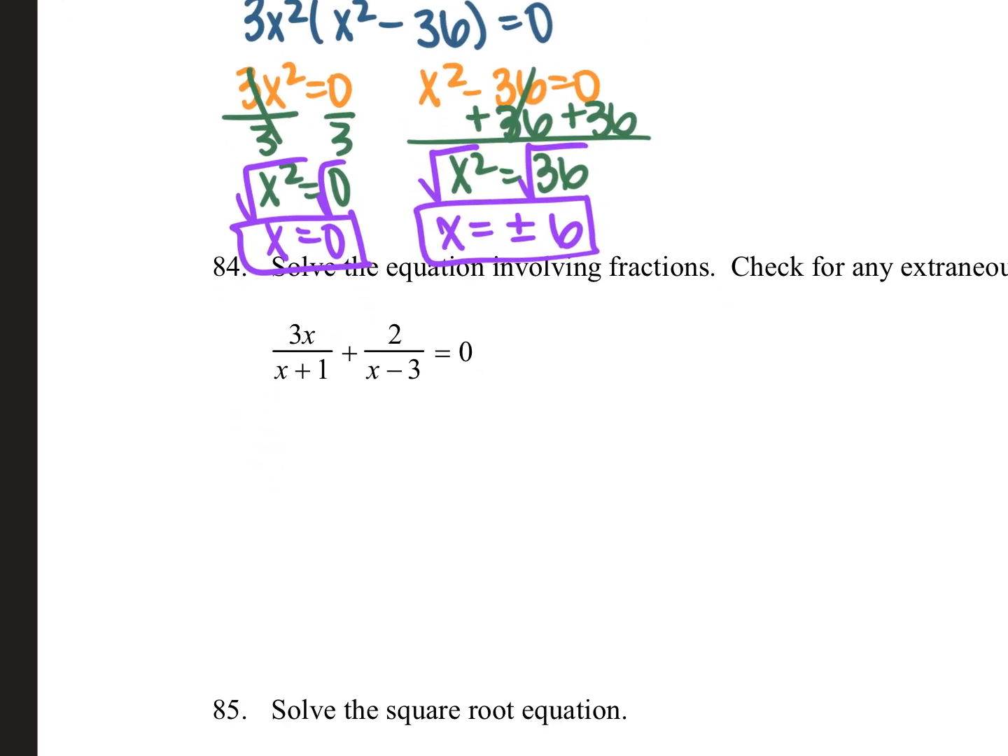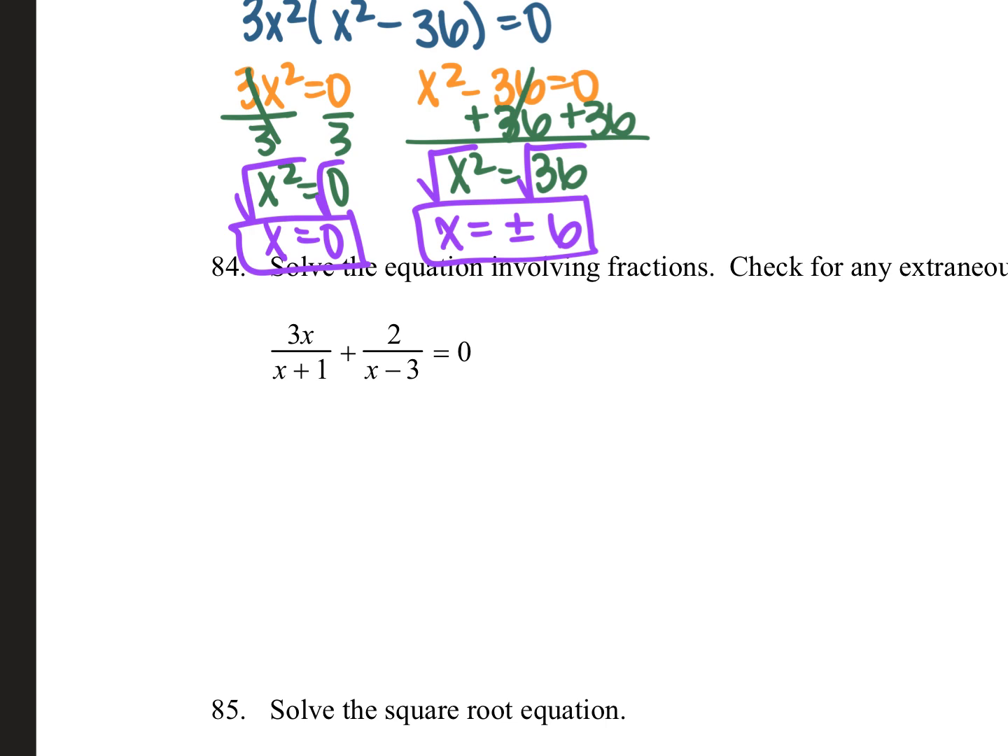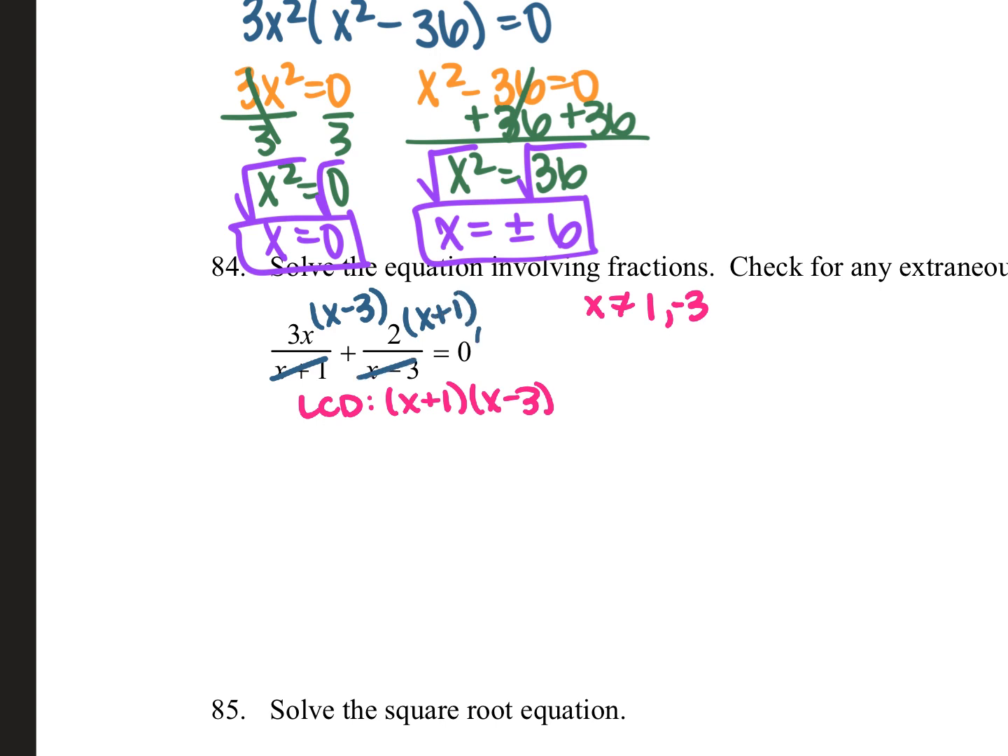For 84, you have 3x over x plus 1 plus 2 over x minus 3 is equal to 0. Your least common denominator is x plus 1 times x minus 3, which means x cannot equal negative 1, nor can x equal 3. We are going to multiply the top of the first fraction by x minus 3, cancel out the denominator. Multiply the second fraction by x plus 1, cancel out the denominator. 0 gets multiplied by x plus 1 times x minus 3, which is just 0.